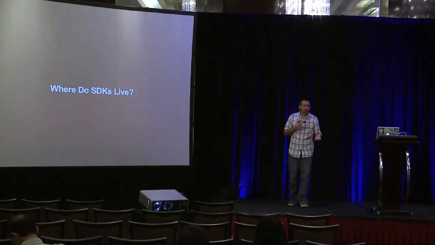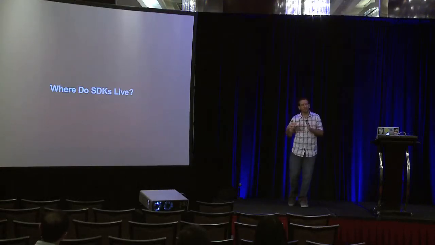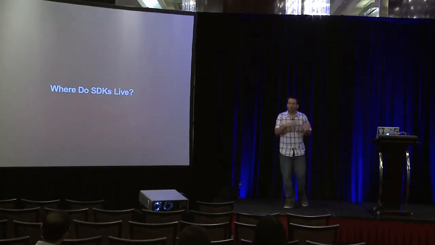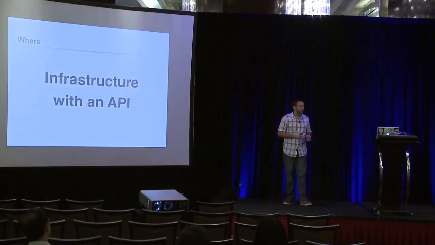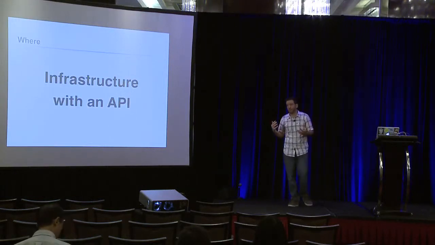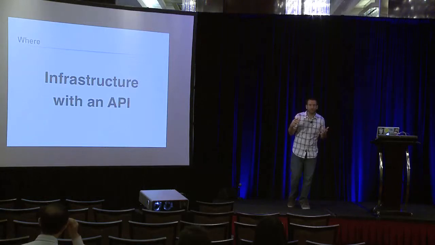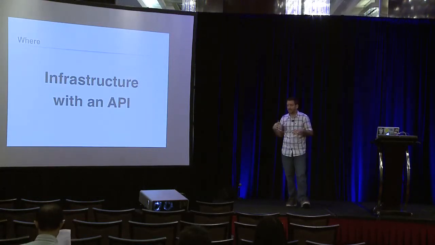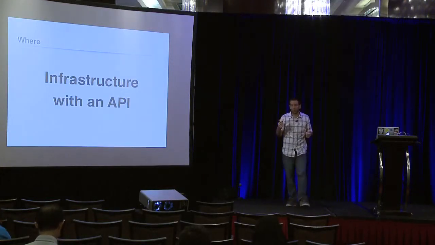So, where do SDKs actually live? Where would you put them in relation to your system? Where do they live in relation to the cloud? How are they used? What are the communication channels? As we know, OpenStack is just infrastructure with an API. It's a way to access cloud resources programmatically. In this case, the API is an HTTP RESTful API that you talk to over the web or over a network.